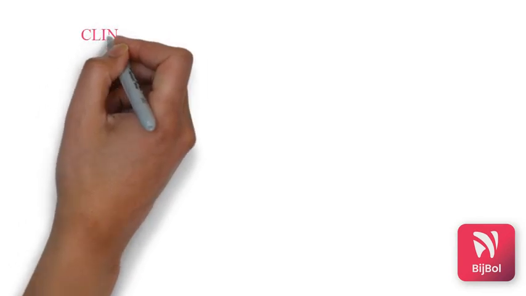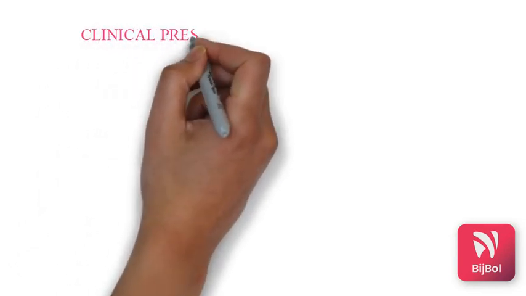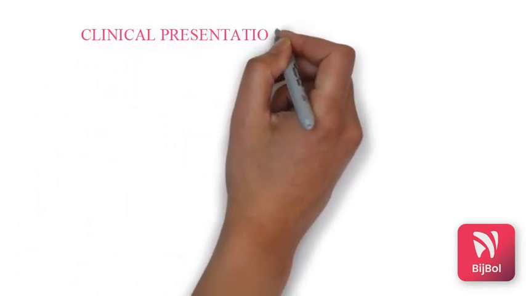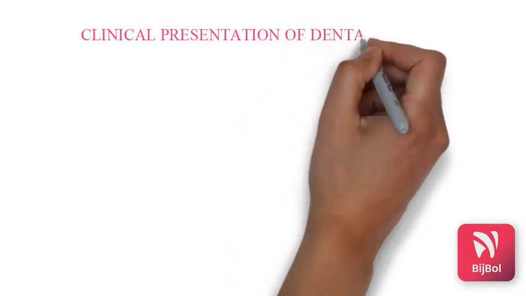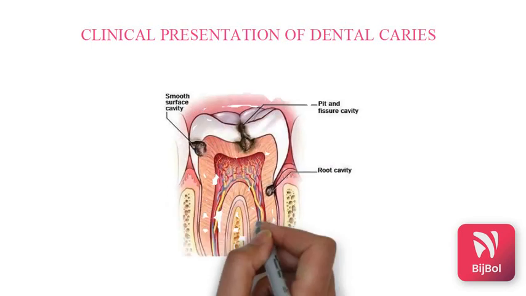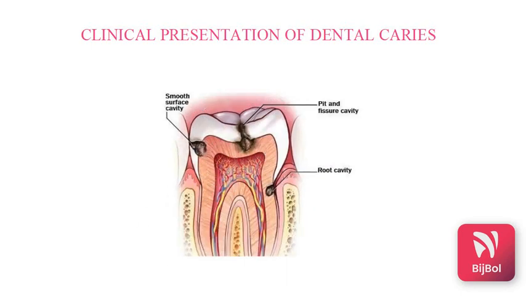Now we'll see about the clinical presentation of dental caries. It is clinically presented as smooth surface caries, pit and fissure caries, or root surface caries. The pit and fissure caries fans out as it penetrates into the enamel, and it is immediately seen below the developmental fault.